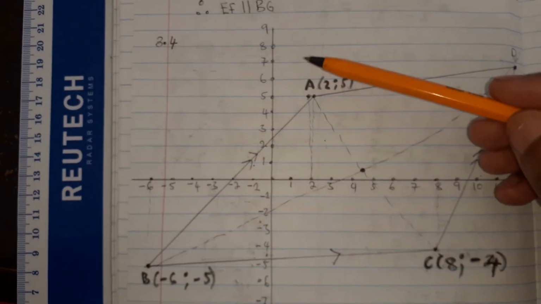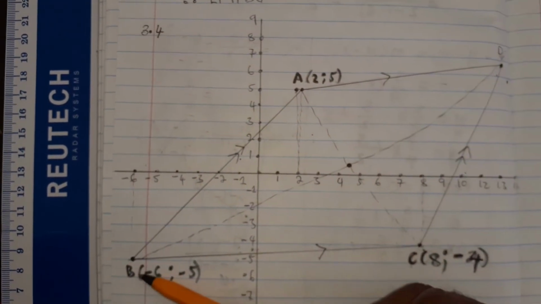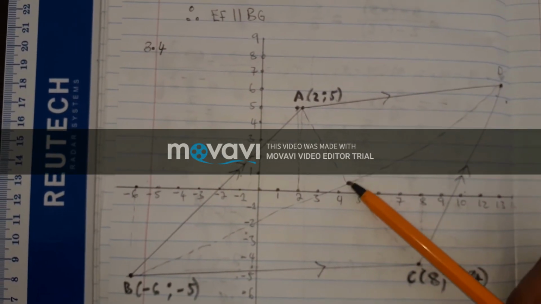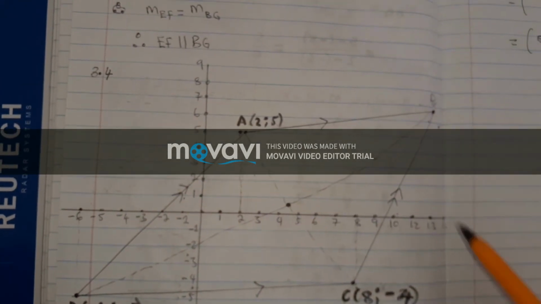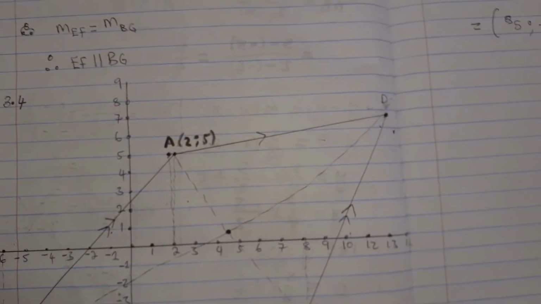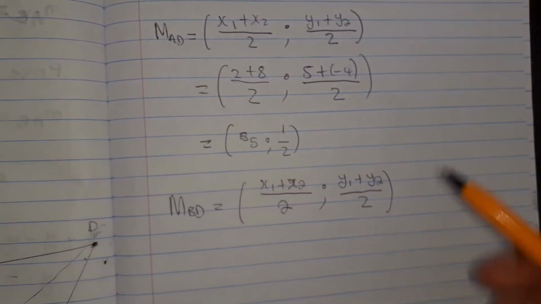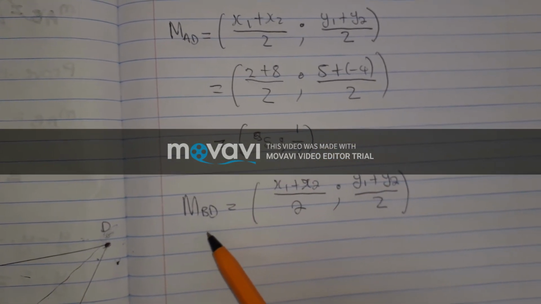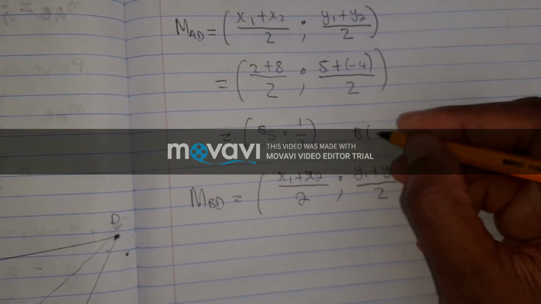So we know that diagonal AC bisects diagonal BD, so this point is also the midpoint of the line BD. So we can use the same equation to find the coordinates of D. We know that this is the midpoint of this diagonal, so we use this equation. So the coordinates of B are these.